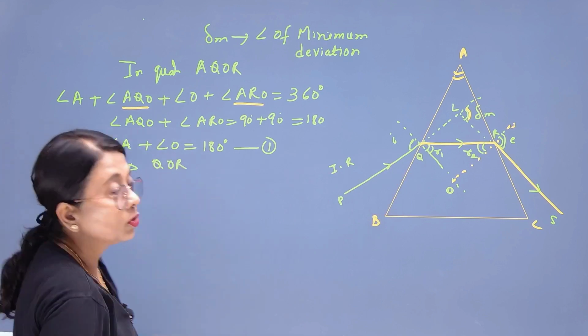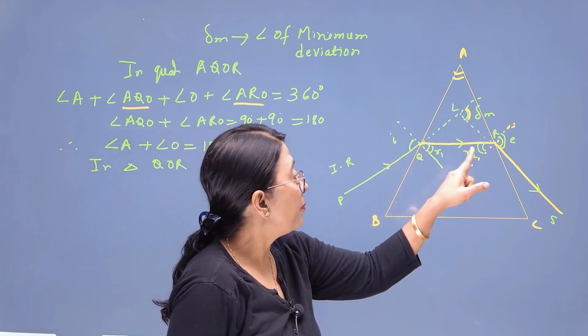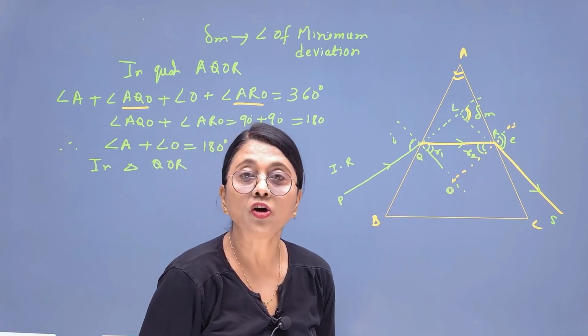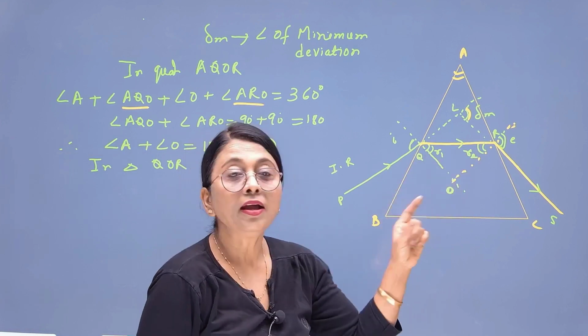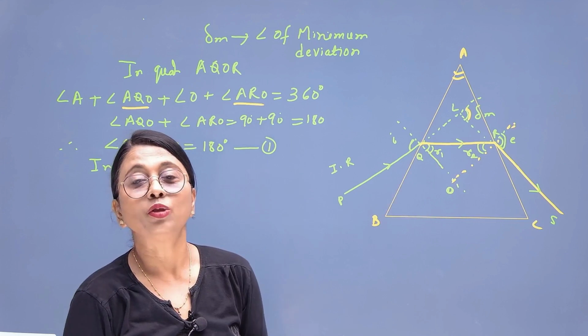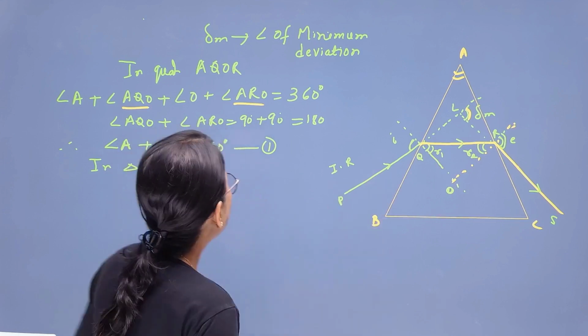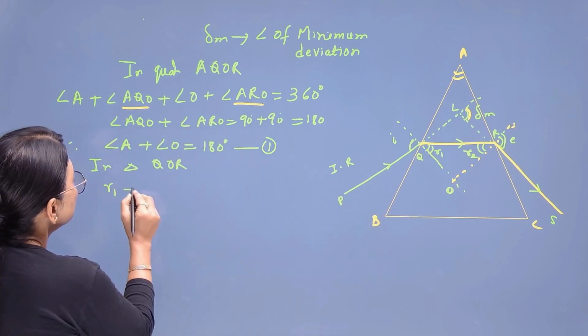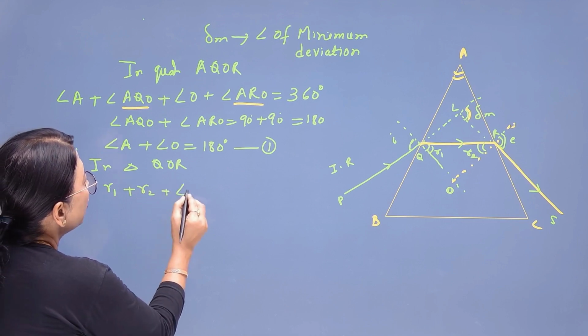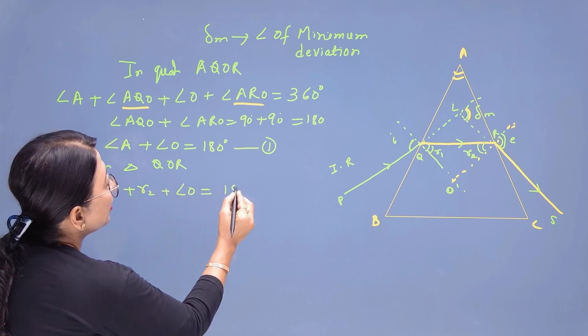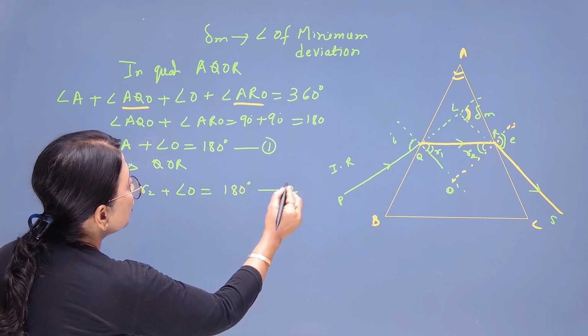OR. इसको देखा? Now you see this R1 plus R2 plus angle O. Again it is how much? This is your 180 degree. Triangle में तीनों एंगल का सम क्या होता है? 180 degree. So we now write R1 plus R2 plus angle O is equal to how much? 180 degree. This is equation 2.